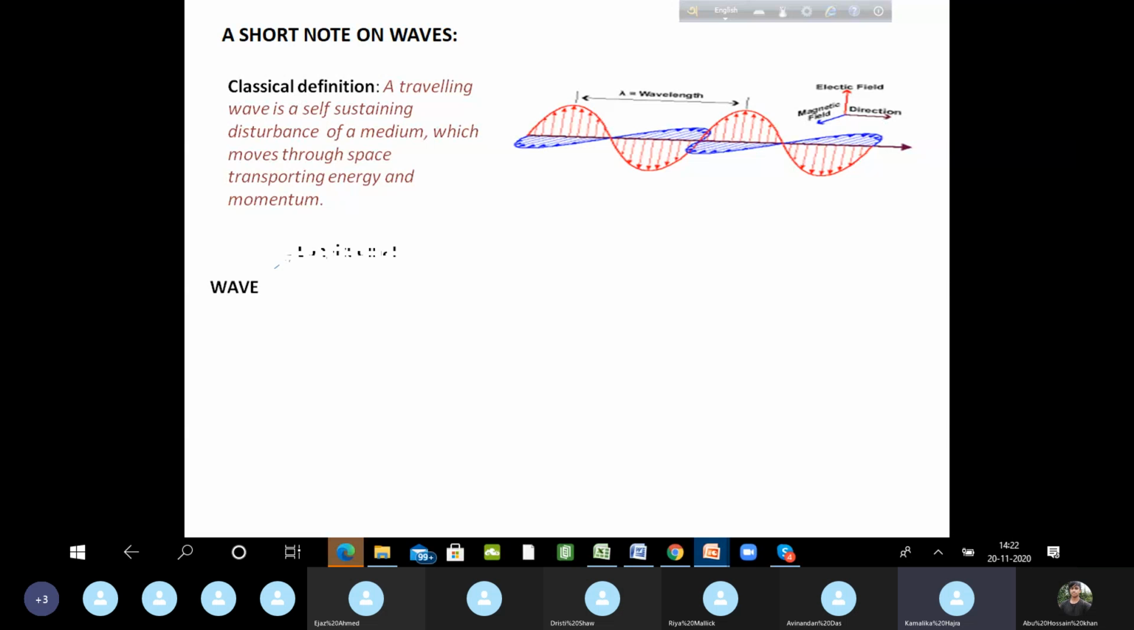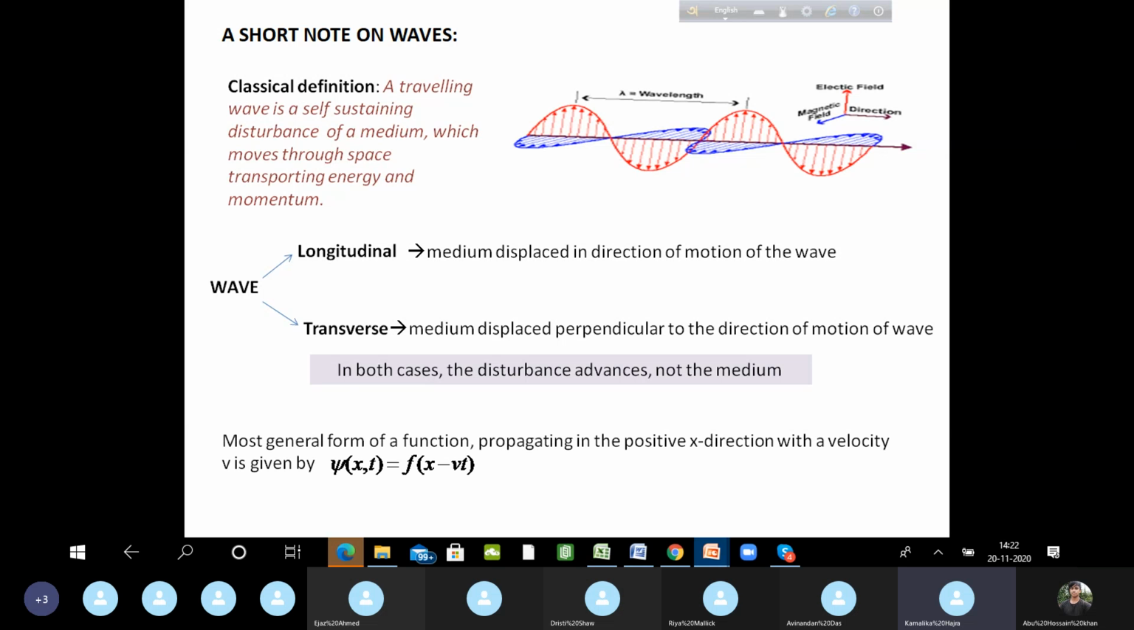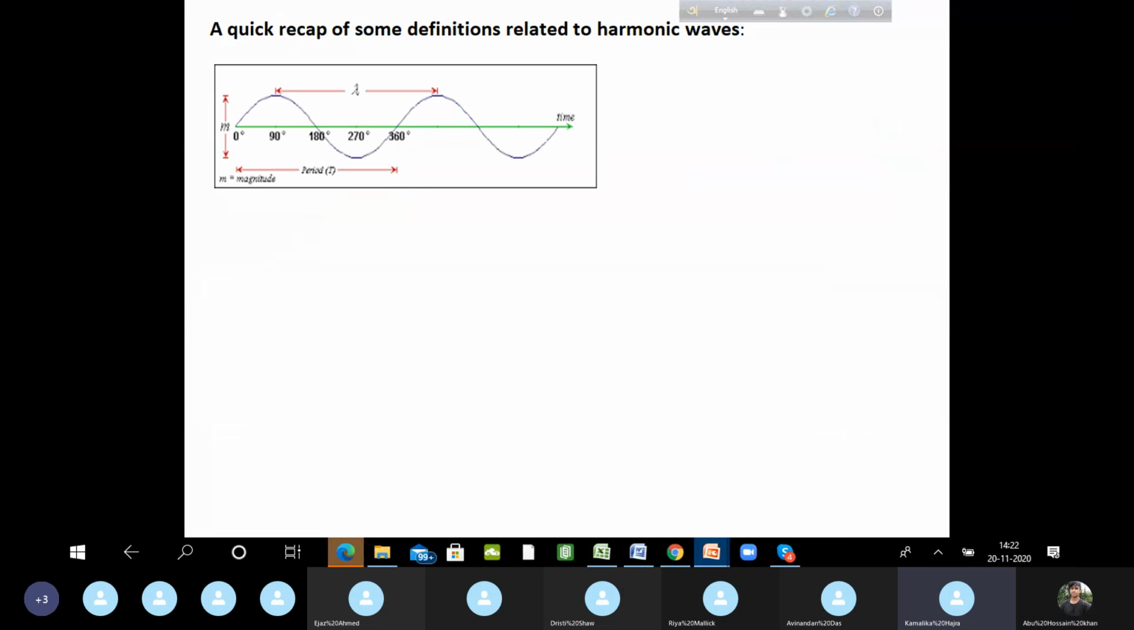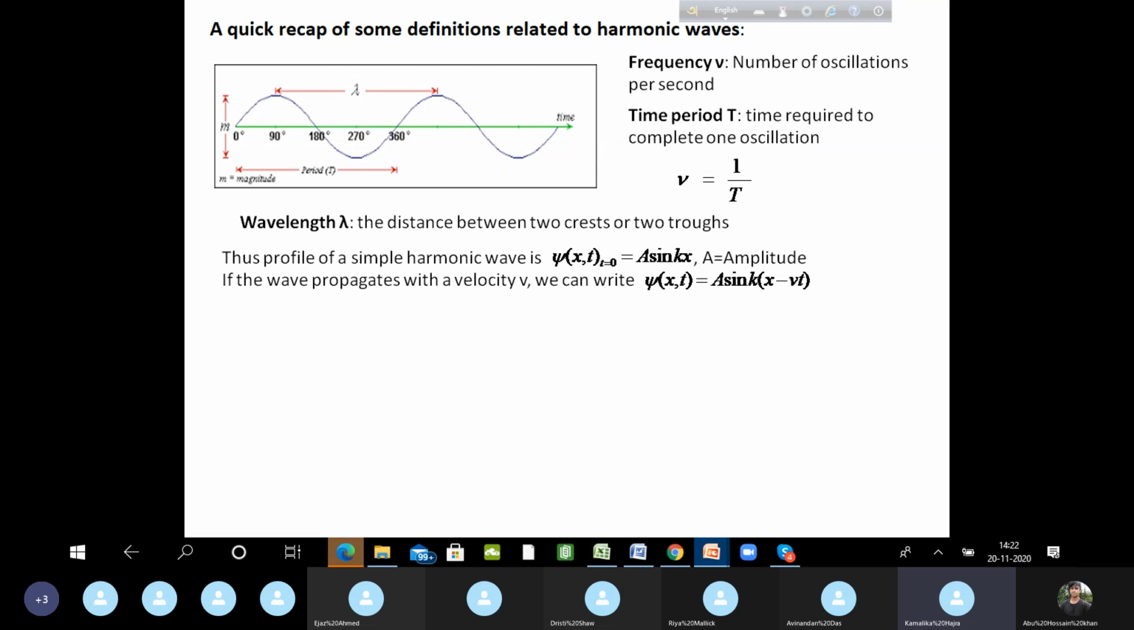Definition of wave, types of wave. These are almost like general knowledge for you at this stage. You know the definition of a wave. You know what harmonic waves are. You know what wavelength, frequency, etc. these are.